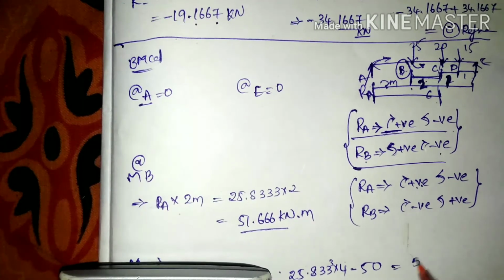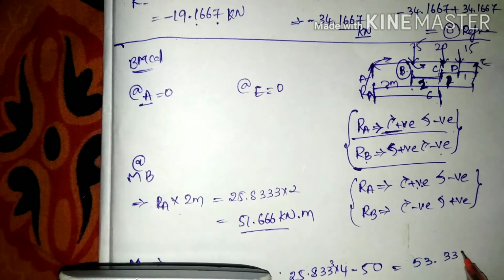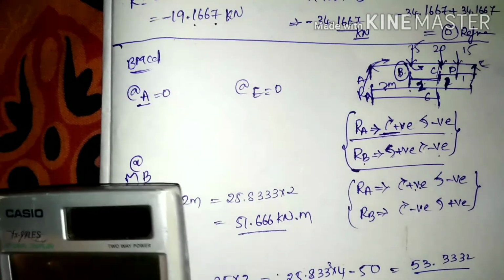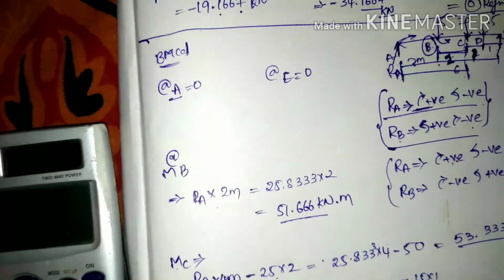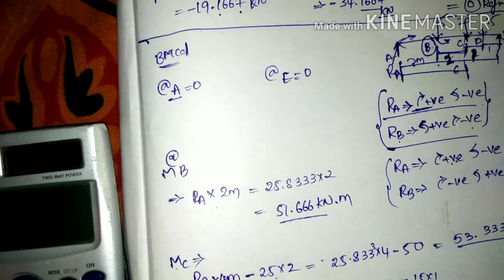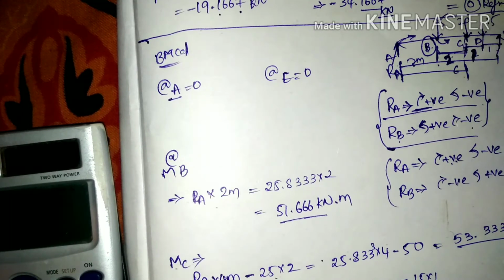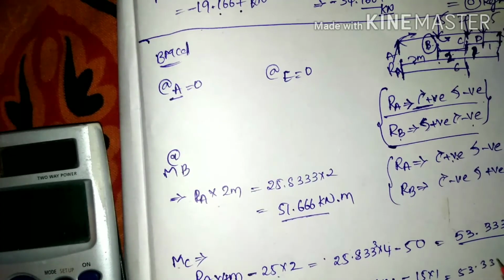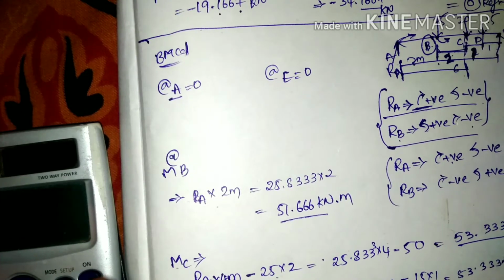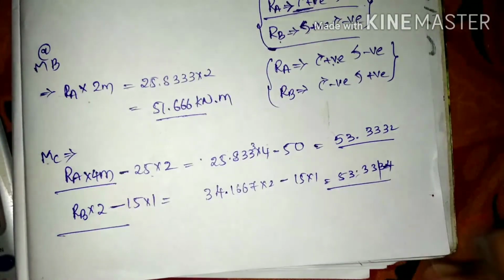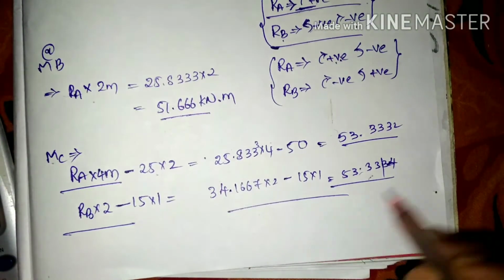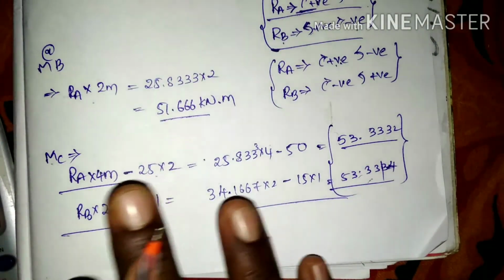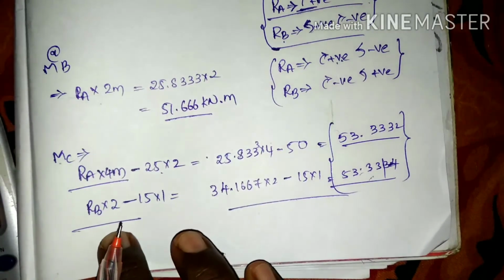Here the value is 53.333, and for RB also 53.333. We can see that we get the same values up to the point, whether I take the moment about A or the moment about B.